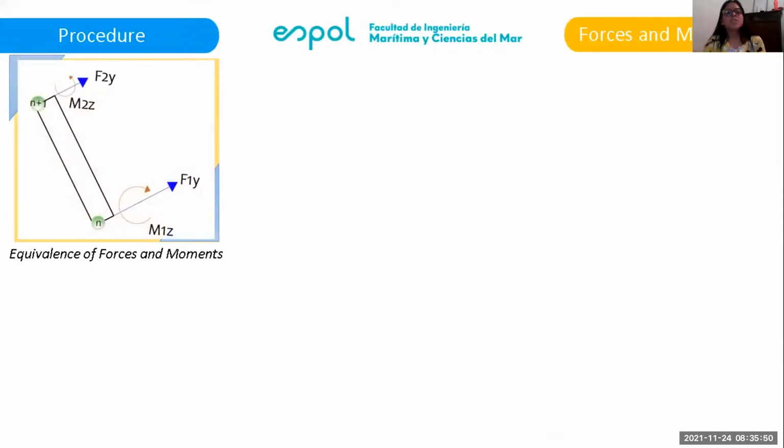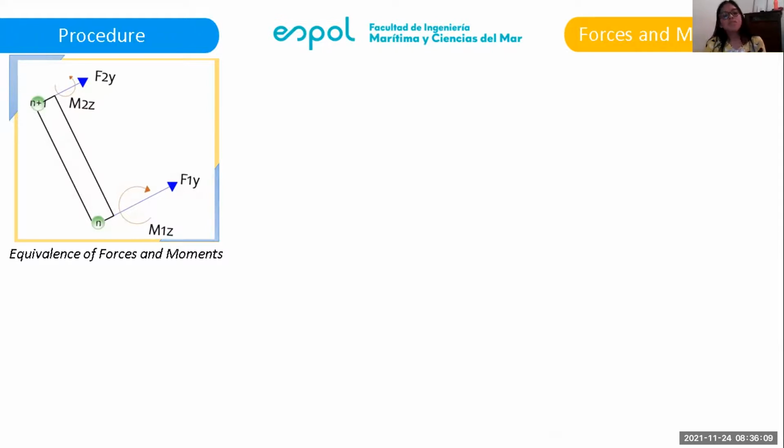The procedure starts by calculating the equivalent force due to the hydrostatic pressure distribution. For that, we are going to use this model and also the minimum potential energy method to obtain the forces and the moments, the equivalent forces and moments in the local reference system.